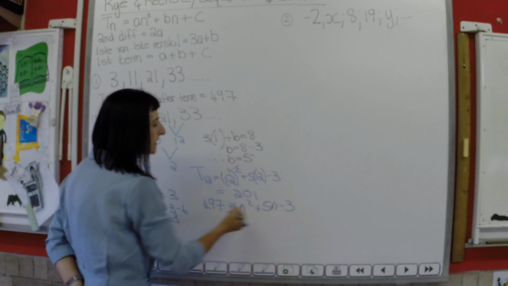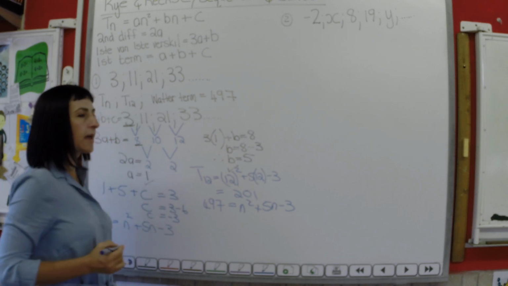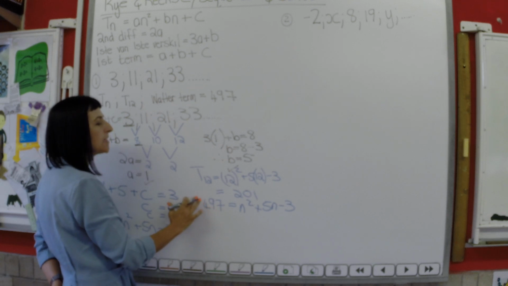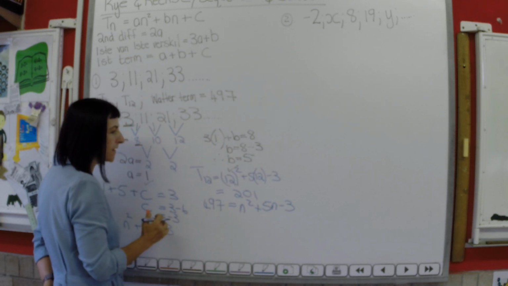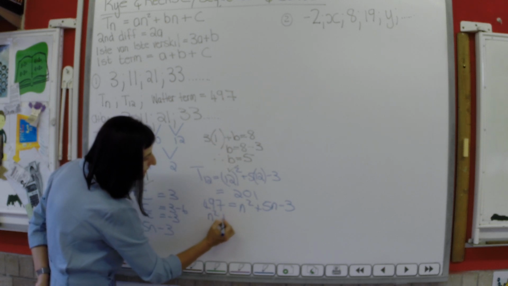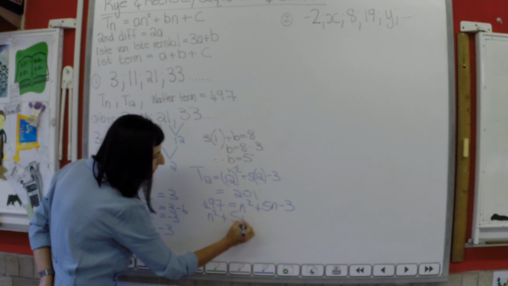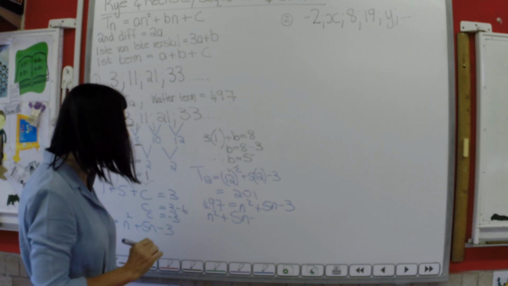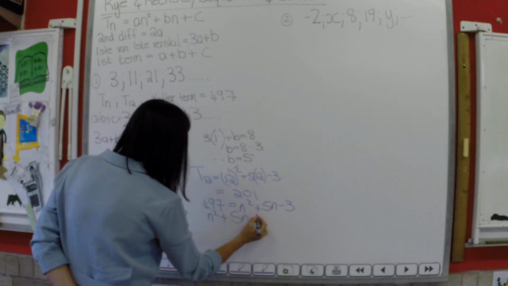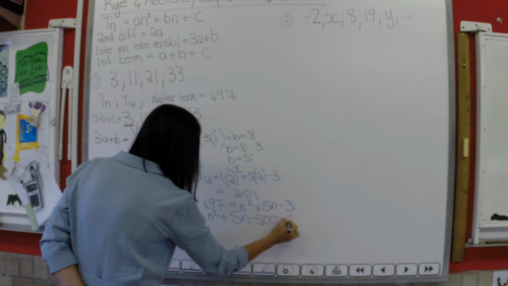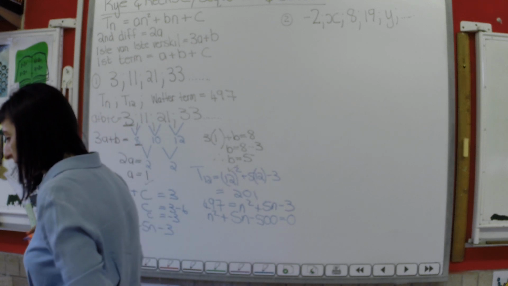This is a quadratic equation. So to solve that equation, I need to equal it to 0. So ek gaan die 497 oor die is gelyk aan vat, dan word hy negatief. So ek het n kwadraat plus 5n minus 3 minus 497 en dit gee vir my minus 500. Dis gelyk aan 0. Now I'm going to factorize.